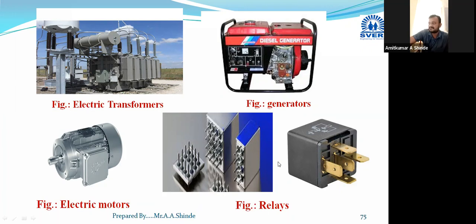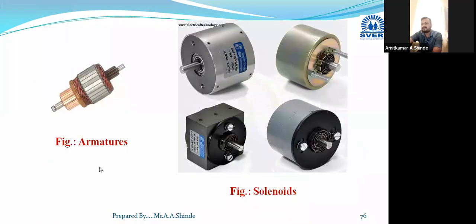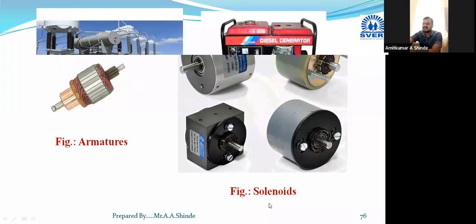These are relays. What is the function of relay? It will open or close the circuit. It will allow the switching on and switching off for a particular application. So these are electric transformers, generators, motors, relays. This is the armature, and this is solenoid. So these are various applications of this silicon steel, specifically these relays.